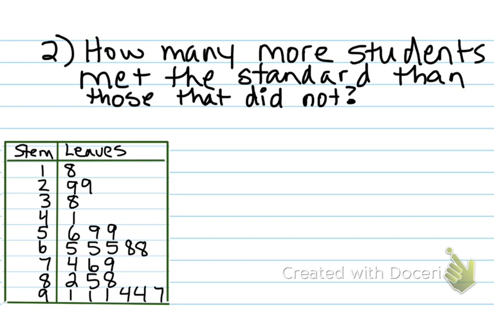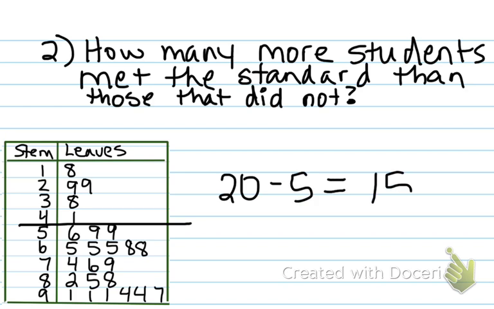Awesome, you should have come up with an answer. I counted 20 students that met the standard. The standard was 52 or above. So everything below that line is meeting the standard and everything above it is not meeting the standard. There were 5 students that did not meet the standard, and therefore the difference is 15, which means that 15 more students met the standard than those that did not. Perfect. That gives you an idea of how to use a stem and leaf plot to gather data and analyze it and answer questions based on that data.